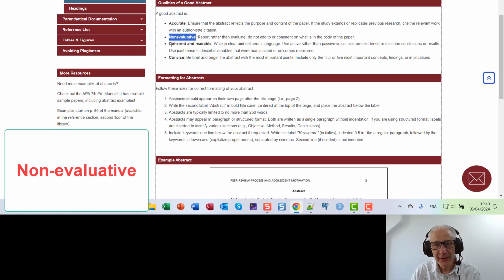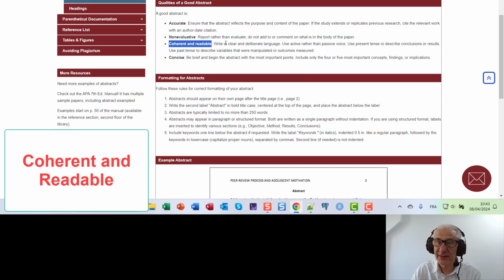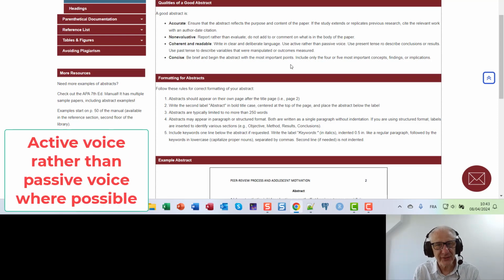Coherent and readable, that always helps, doesn't it? Make sure that what you are writing makes sense, that it's in good, clear, simple English. Again, I'm not expecting fantastic English. We're expecting clear, simple sentences. Write in clear and deliberate language. Use the active rather than the passive voice. So we carried out, rather than something was carried out by us. That first version was active, the second version is passive. The active voice always sounds more impressive in a poster.